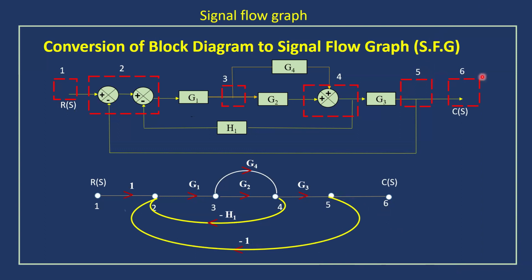And from fifth to sixth, there is no block. So, we can represent it as unity gain. Okay. So, like this, we can convert any block diagram to signal flow graph easily. So, this is the equivalent signal flow graph for the given block diagram.